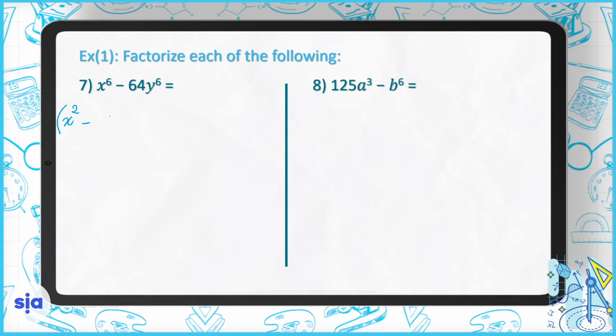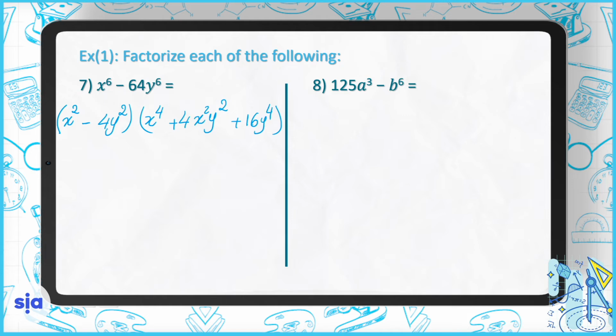Minus, what is the cubic root of 64y power 6? It is 4y squared. And then we get the longer bracket from here. The first one times itself is x power 4. We change the sign, it's plus. We multiply these two together, so it's 4x squared y squared. Then it's plus 16y power 4.